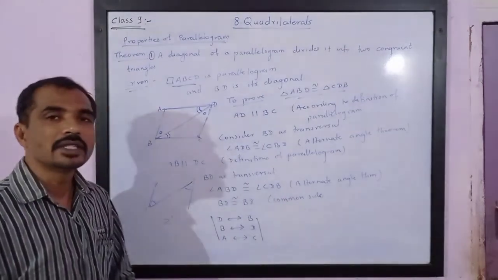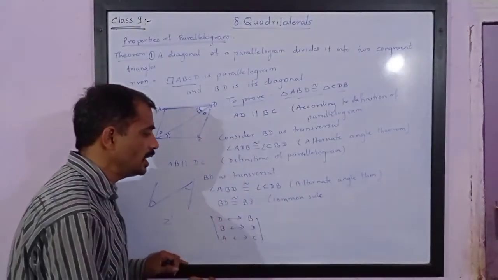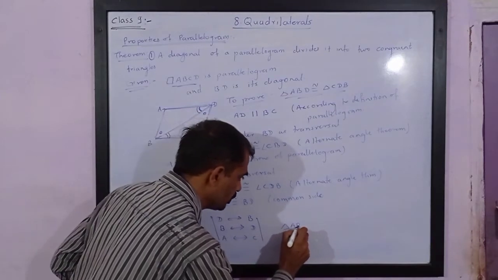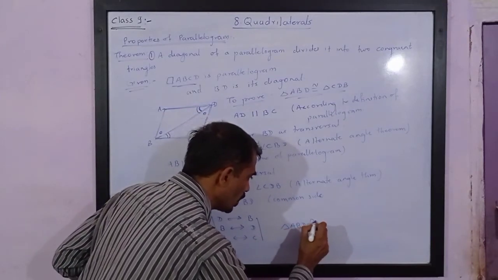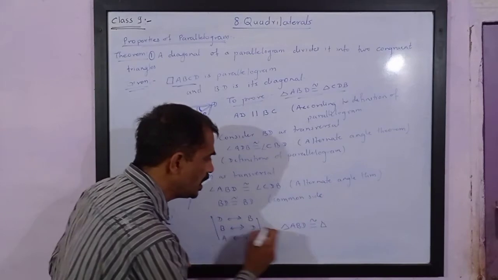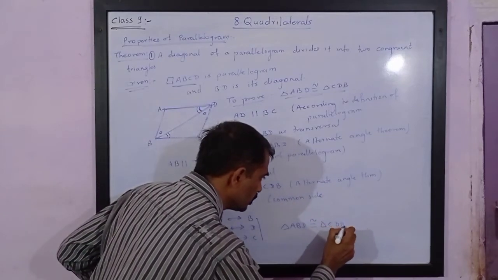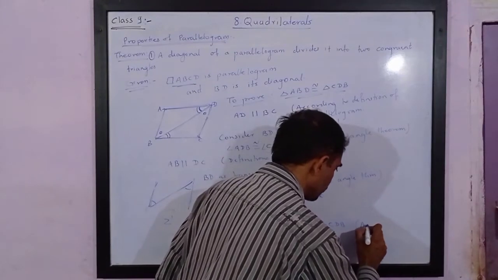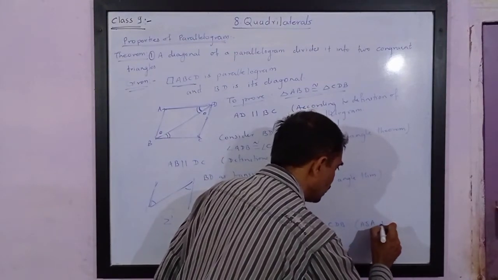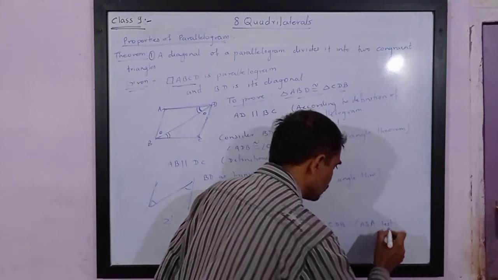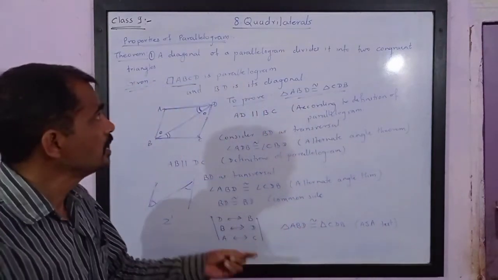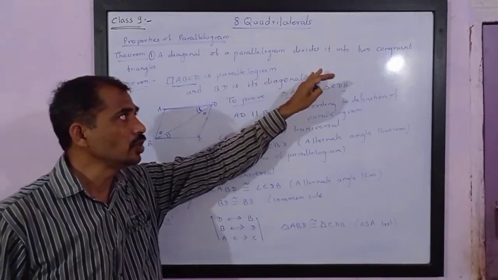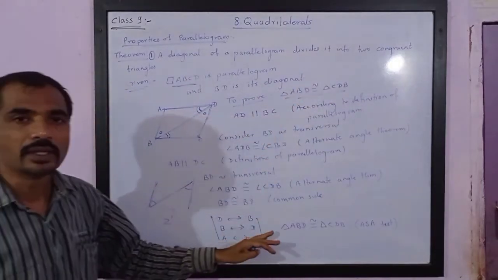That is the same thing that was asked. So I will get triangle ABD congruent to triangle CDB by the angle side angle test. Thus, we can say that a diagonal of a parallelogram divides it into two congruent triangles.